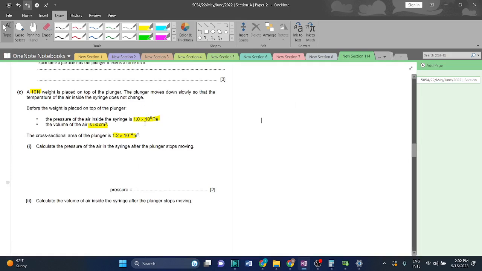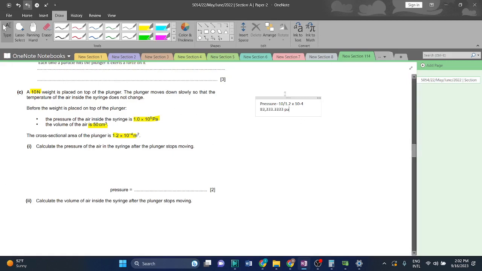First, we already have 1.0 into 10 raised to the power of 5 pascals, and we have to calculate the excess pressure that has been produced by placing the 10 Newton weight on top of the plunger. That will be calculated using the formula pressure is equal to force divided by area. Force is 10 and the area is 1.2 into 10 raised to the power of minus 4. If you do the math, you will get an answer of 83,333.333 pascals.